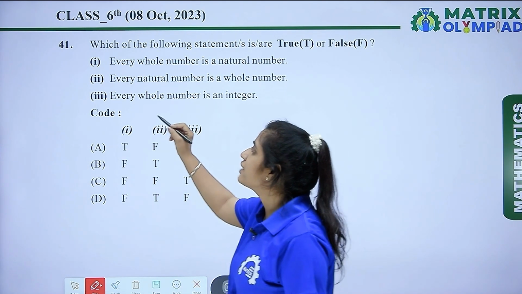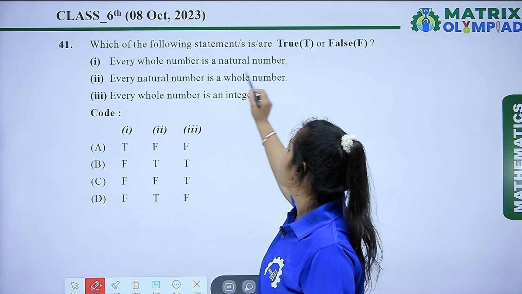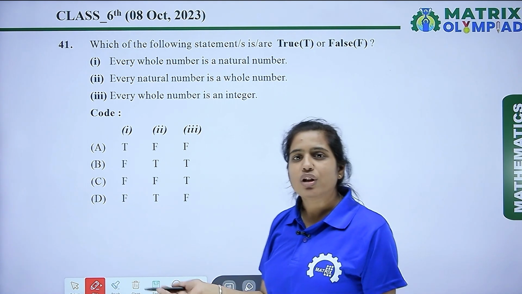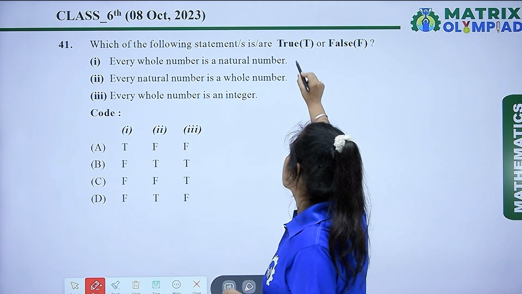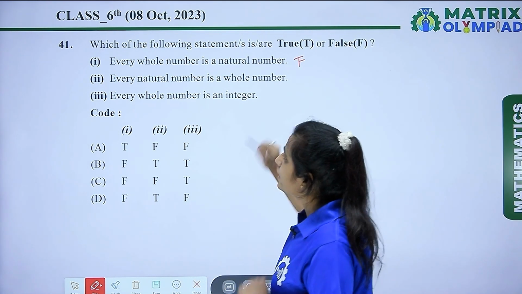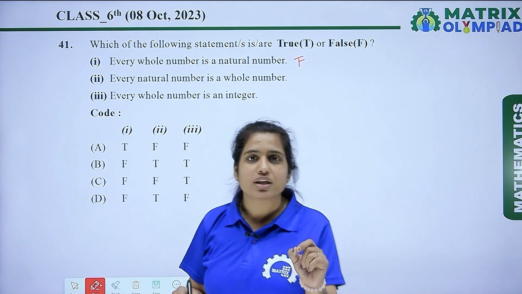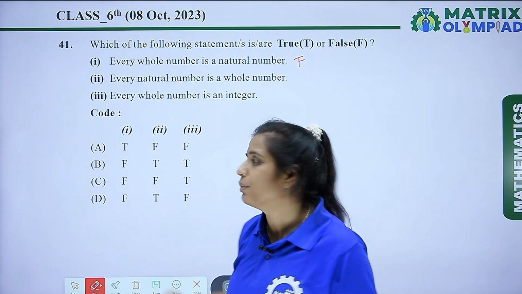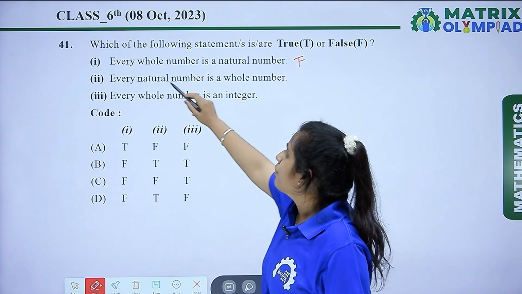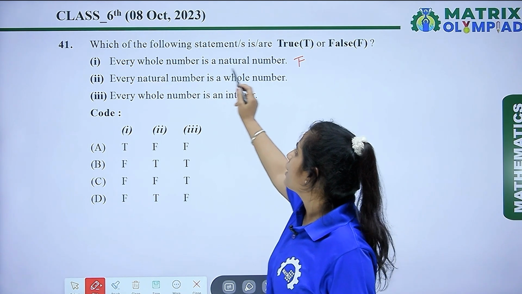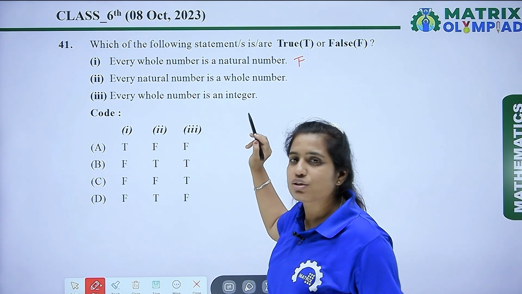So here the first statement is every whole number is a natural number. सारे whole number natural number होते हैं. तो ये statement false है. क्यों false है? क्योंकि whole number में 0 आता है and 0 is not a natural number. So every whole number is not a natural number. But here it is written every whole number is a natural number. So this statement is false.